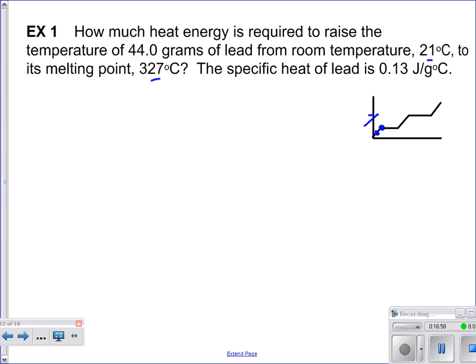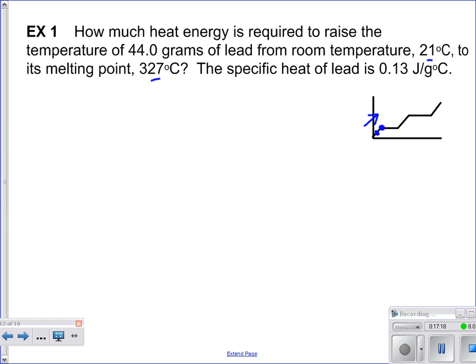So this is all I need to see on your heating curve. That's what I want you guys to do, is just show that it's starting at a lower temperature as a solid and it's being heated up to its melting point. Doesn't say anything about actually making it turn into a liquid. We're just heating it up to its melting point.